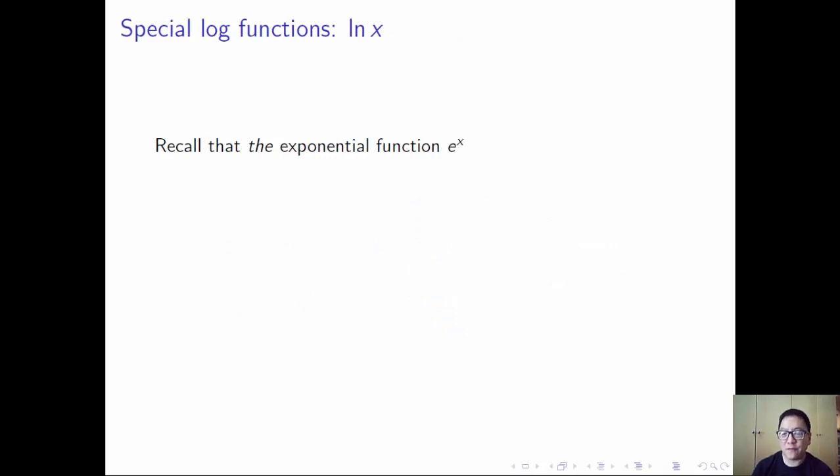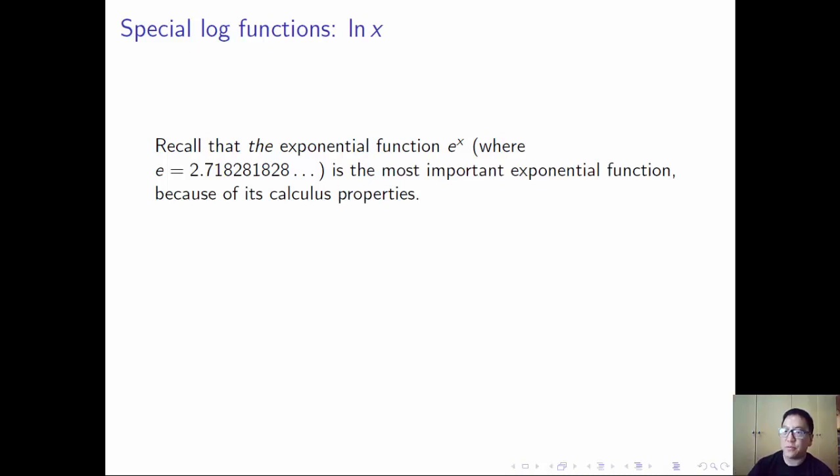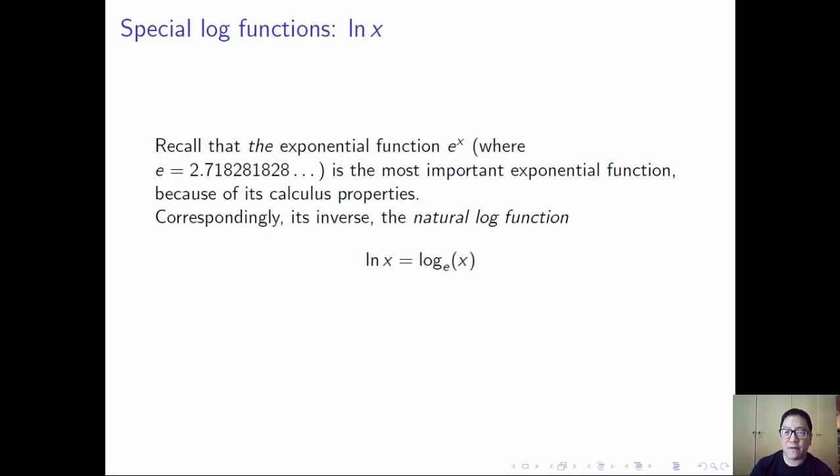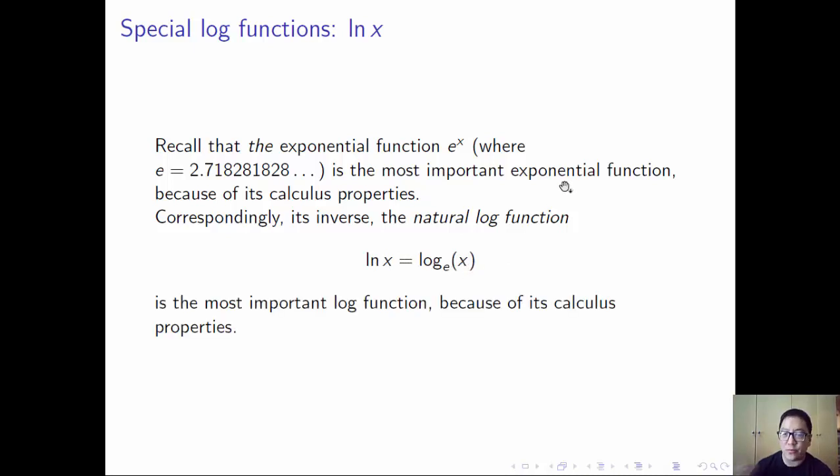Remember that the exponential function e to the x, where we take the base to be equal to 2.718281828 and so on, is the most important exponential function because of its properties in calculus. Correspondingly, its inverse, the natural log function, the natural log of x, which is an abbreviation for the log of x to the base e, is the most important log function because of its calculus properties.